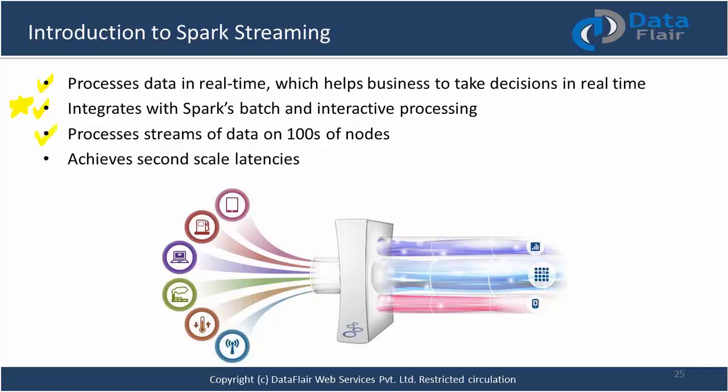Guys, it processes streams of data on hundreds of nodes, parallelly and distributedly. That's why it achieves second scale latency. Spark Streaming is called near real-time analytics because it has second scale latency. Guys, at this point of time you should ask a question. We already had a pretty well established Storm available, very well used in the industry. What is the need to replace Storm?